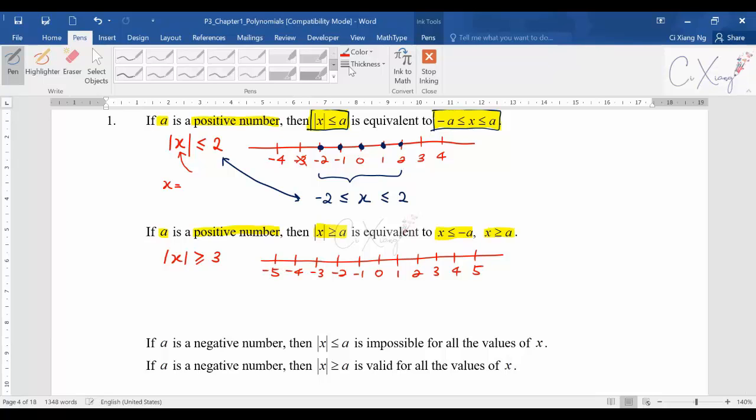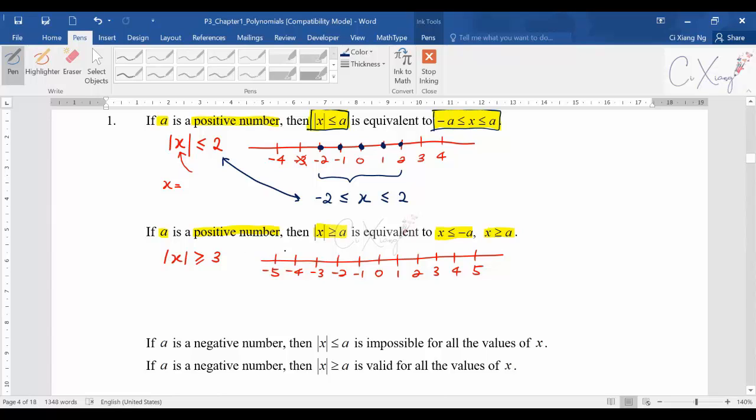Okay, so you can start to put in the value one by one. So you can start with negative first. When x equals to negative 5, put it into this inequality. Negative 5 modulus is a 5. So 5 greater equals to 3. This is a true inequality, right? So that means negative 5 will be one of the answer.